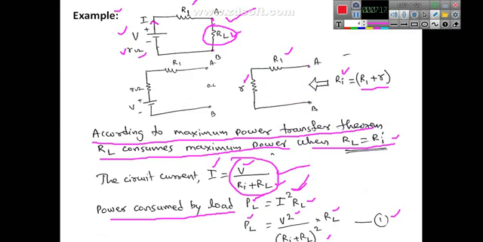In order to find out when the power consumed by the load is maximum, what to do? You need to differentiate this equation with respect to RL, because the variable is the resistor RL, and equate it to 0. Then you will get the condition for maximum power transfer. That condition must be RL is equal to Ri, as per the statement of the maximum power transfer theorem.